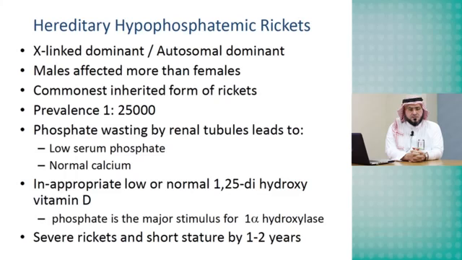We have many patients with this disorder, and usually in hereditary hypophosphatemic rickets, males are affected more than females. The prevalence of this disease is 1 in 25,000 children. Phosphate is usually lost by the renal tubules, where we have low phosphate and normal serum calcium, and the vitamin D will be normal or low. 1,25 dihydroxyvitamin D will be low or normal. And usually this type of rickets, hereditary rickets, is severe and associated with short stature.